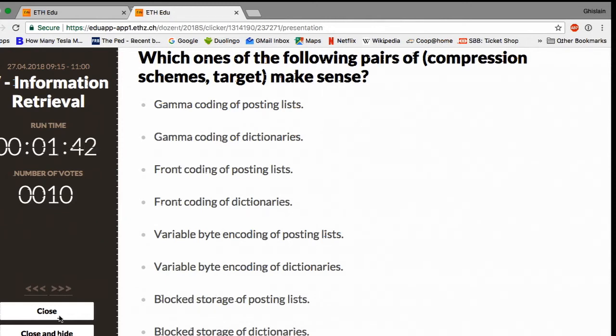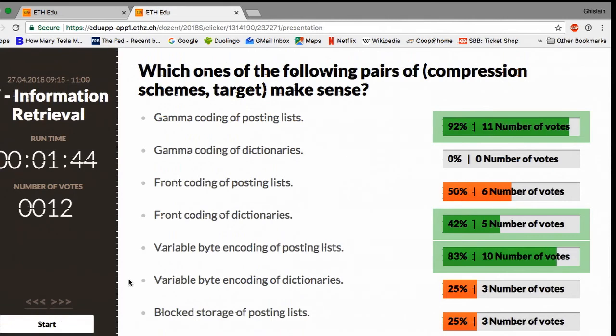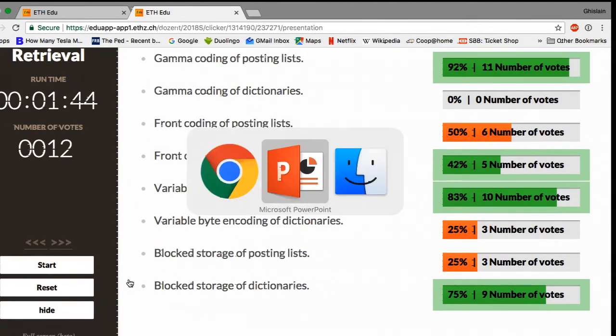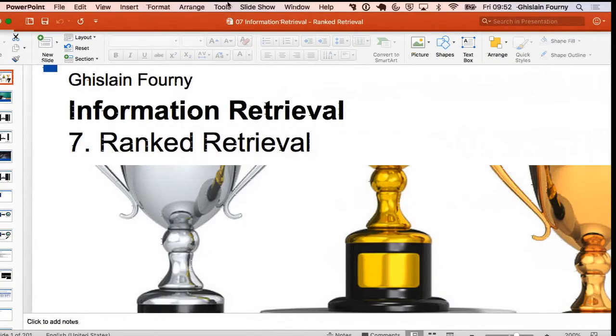Okay, 10. So what do we have? Yes, you got this right. So posting lists, it's gamma coding and variable byte encoding, and dictionaries is front coding, where when there are several words beginning with the same prefix, we just write it once, and block storage of dictionaries as well. Very good. So let's wrap this up and move to the next part.